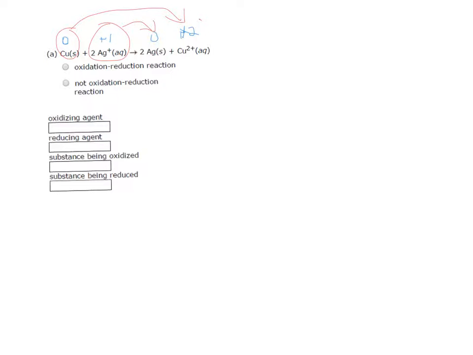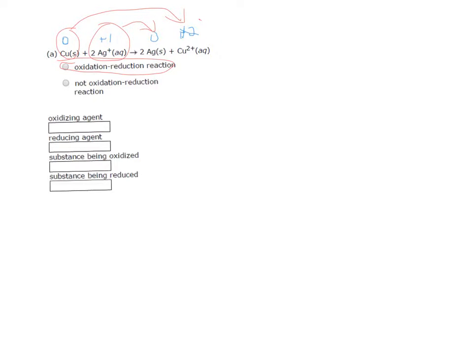So because each of those two elements experiences a change in oxidation state, then we have an oxidation-reduction reaction. So we should click the button that says oxidation reduction. Now, oxidizing agent. That's the whole compound on the reactant side that contains the element being reduced. The element being reduced is in the oxidizing agent.